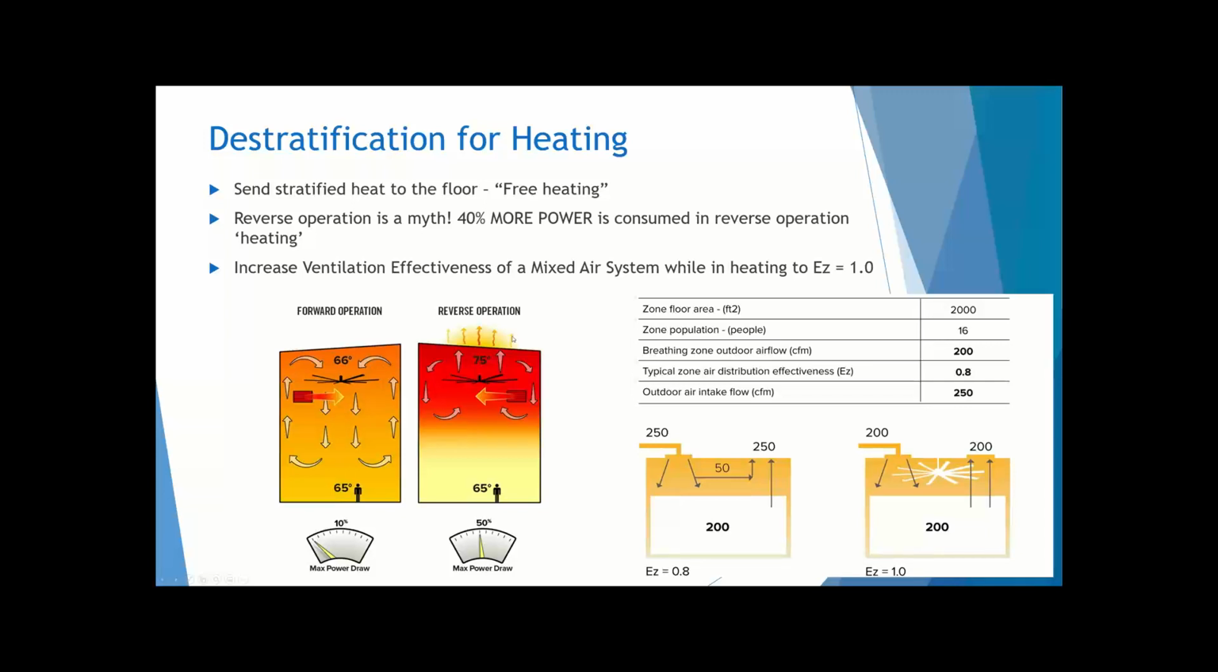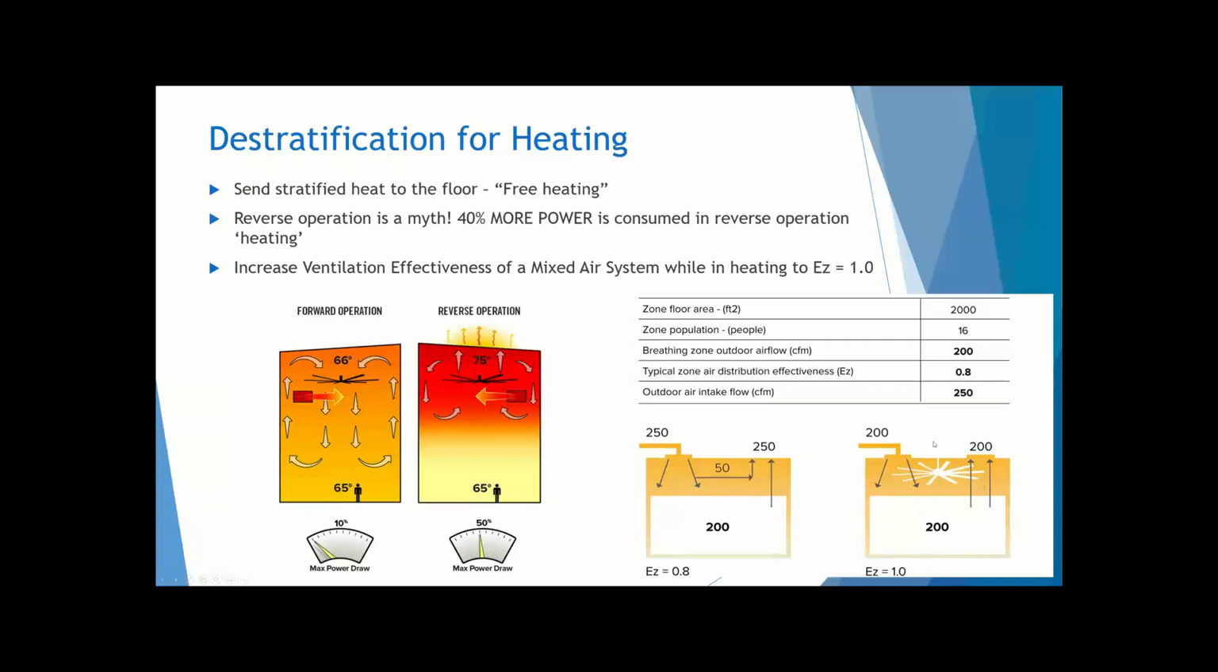Another thing to think about during heating: remember when we talked about ventilation effectiveness before, where in heating you're at 0.8. If you use some method to get that heat into the occupied zone, so if you get that heat down to 4.5 feet above the floor, you get a ventilation effectiveness ratio of 1 instead of 0.8. In this example on the left, we have no destratification. We're supplying 250 CFM, 50 of it is being short-circuited, so you need to exhaust 250 CFM. However, the occupied zone only needs 200 CFM.